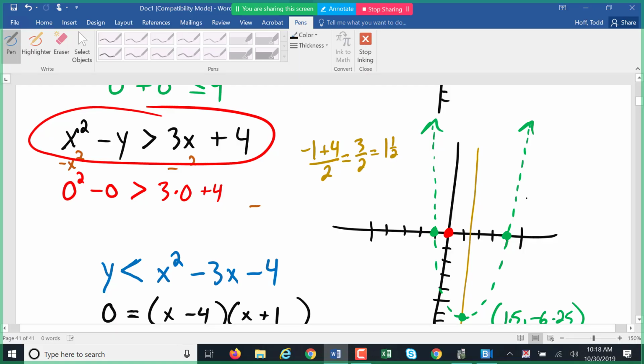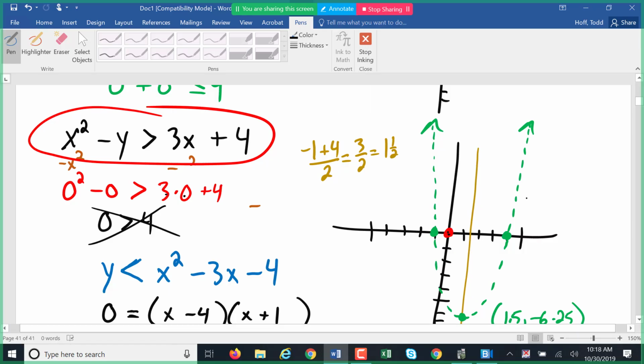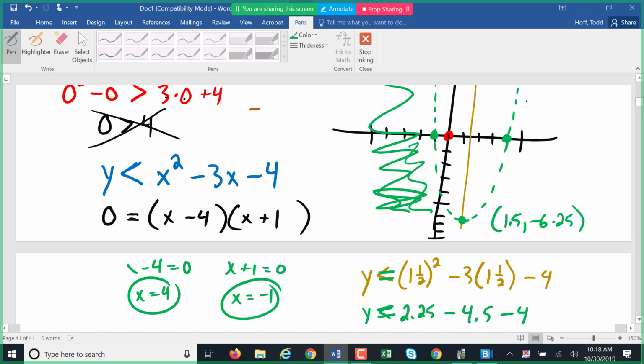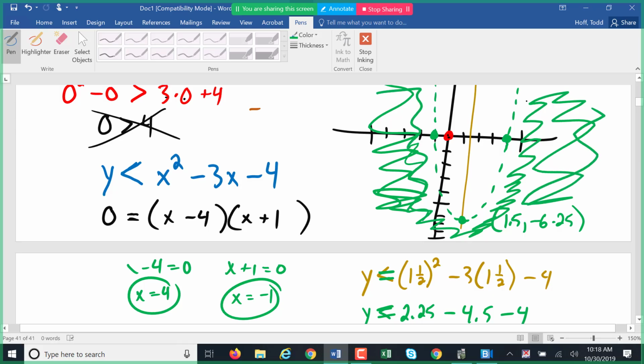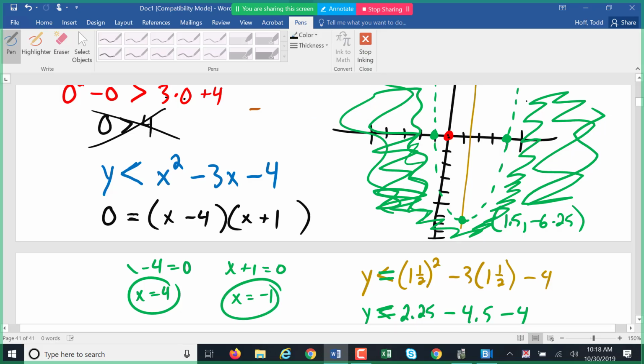Well, it's pretty easy to see. 0 squared minus 0 is 0. 3 times 0 is 0 plus 4 is 4. 0 is not greater than 4. So the origin is not a solution. So since that was inside the parabola and it was not true, that means we must shade outside the parabola. So that is the solution to that inequality. Any questions there?